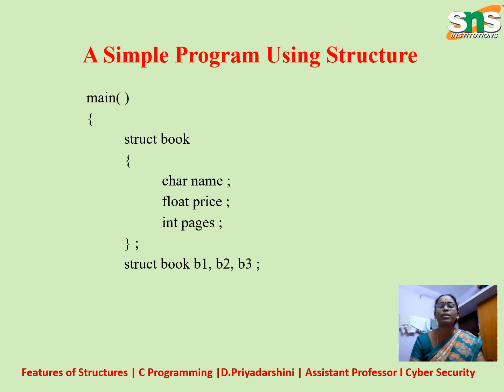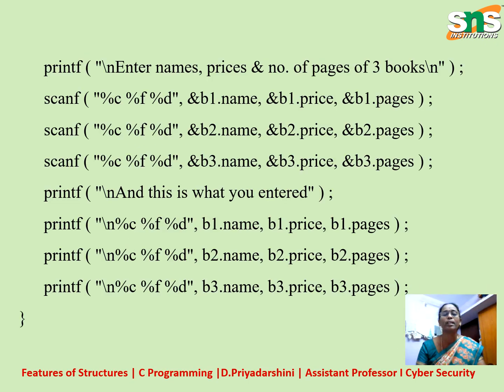Here the name of the structure is book. It contains character, float, and integer as the data types inside the book. The character holds the name, float holds the price of the book, and the integer holds the pages of the book. This structure has three variables, that is three data, which can retrieve each and every element: book name, price and pages.